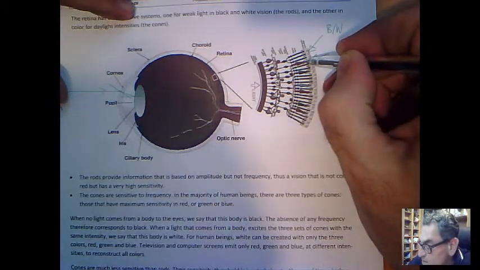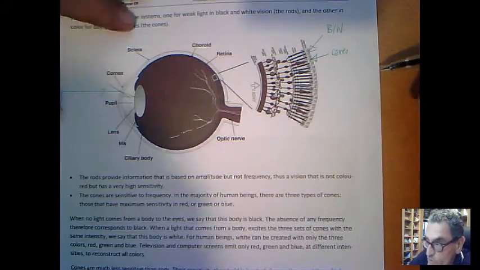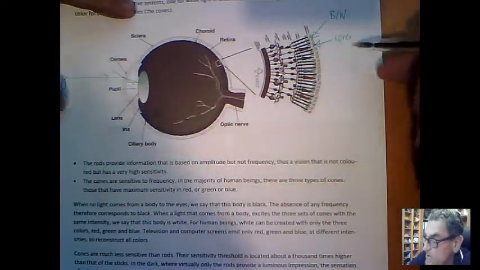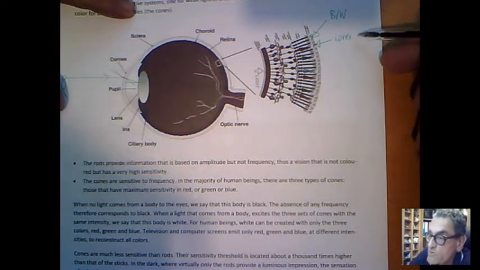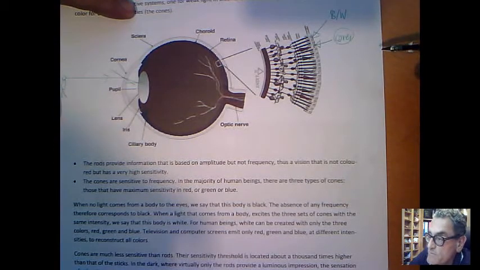And these other cells, they're called the cones. These are sensitive to frequency, so they can see colors, but they work only with a certain amount of light, so you can use them during the day and you can see the colors. Okay?